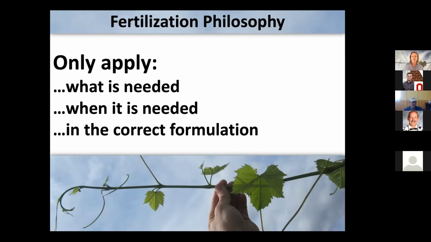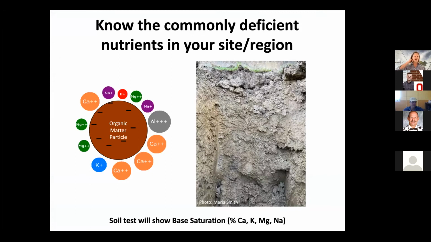So we have to understand when plants are most readily uptaking nutrients and how to get them to the roots. And we want to use the correct formulation. Again, not just grabbing off the shelf a standard multi-purpose fertilizer, because if we apply a standard multi-purpose fertilizer with all of the nutrients year after year, we can end up with imbalances in not only our vine growth, but also our soil base saturation. So it really starts with knowing what your nutrients are that are commonly deficient in your site and your region.